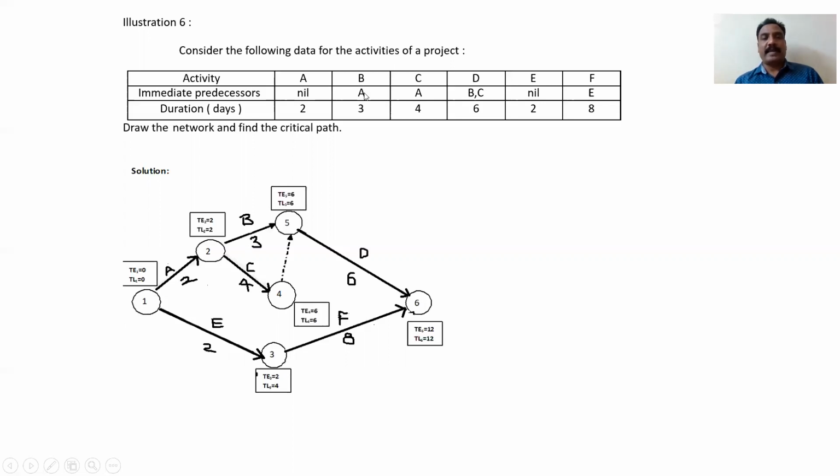B is preceded by A, which means you have to continue from here. B is preceded by A. For that, you take one arrow and put one circle, and this is activity B, and these are the durations. Here A is activity A, duration is 2, activity B, duration is 3, like that. Next, C is also preceded by A. C is preceded by A means again I have to start from here, because if you start from the end of B, then C would be preceded by B.